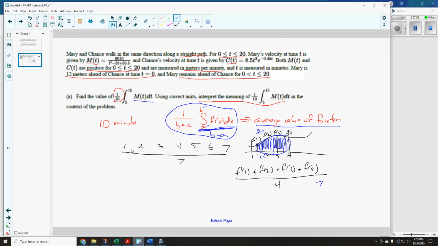Okay, so this is equal to 54.409, but we have to interpret it. We have to write that that is the average value of Mary's velocity from t equals 5 to 15. So that would be the answer to A.